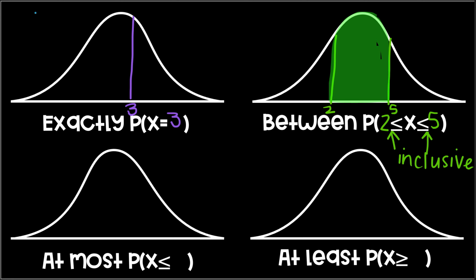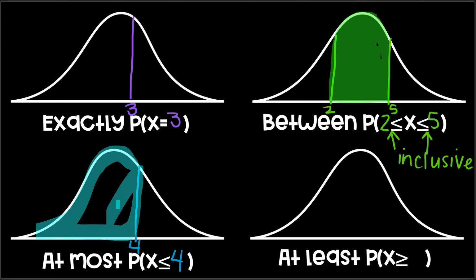If you have wording of at most, for example at most 4, you locate your 4, and all of the values that are less than or equal to 4 are going to be your possible outcomes, including the 4.